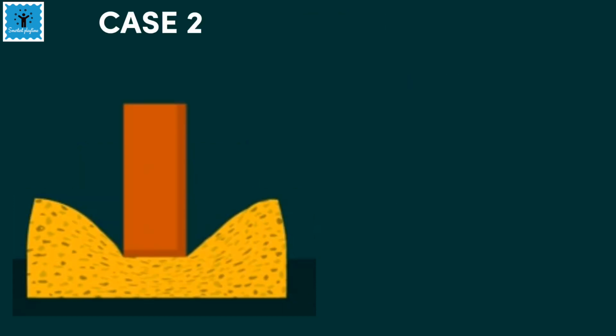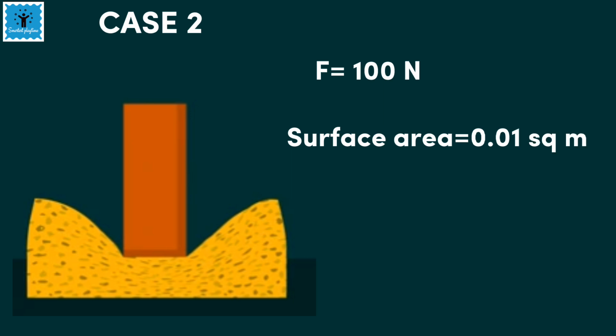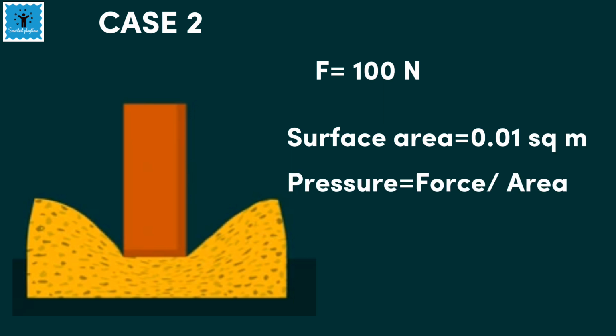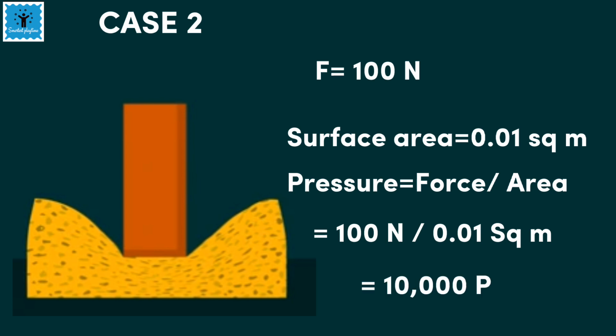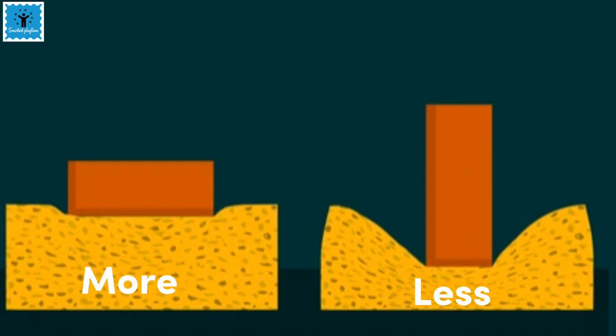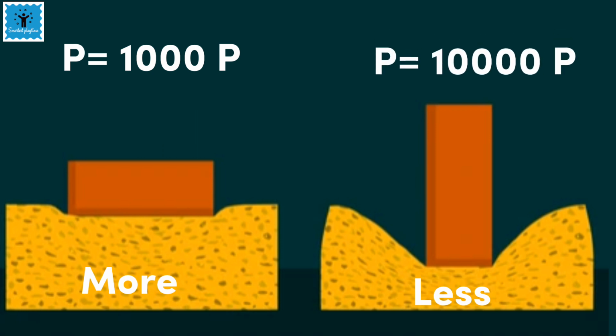Now in the second case, the weight is same, which is 100 Newton, and area of contact is 0.01 meter square. So use the same formula, which is pressure is equal to force divided by area, which is 100 divided by 0.01 meter square. So the pressure in the second case is 10,000 pascal. Now we know when the surface area is more, the pressure exerted by the brick is 1000. While when the surface area is less, the pressure exerted by the same brick is 10,000 pascals.